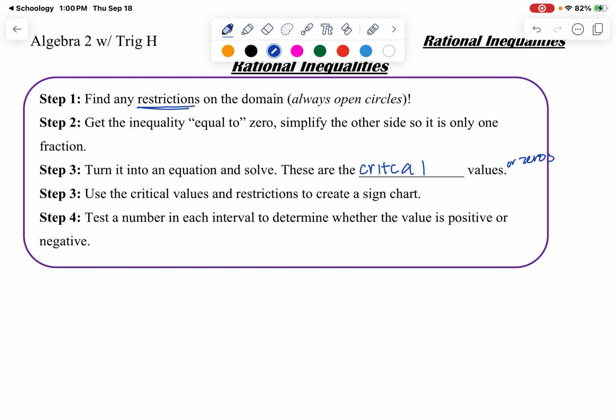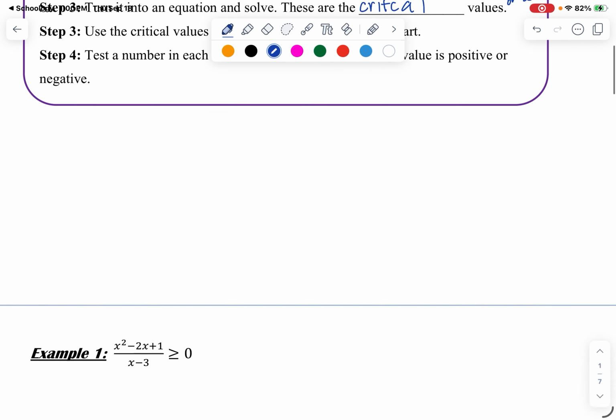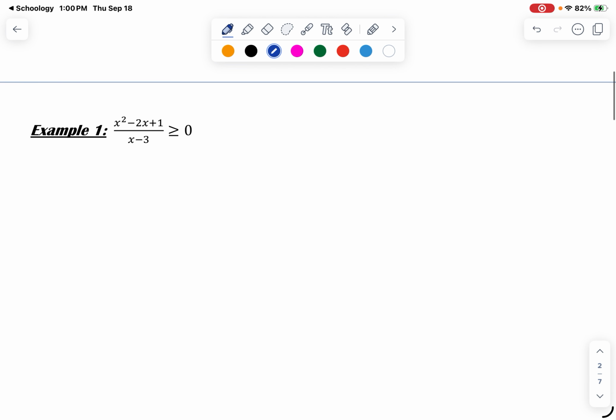Okay? You're going to use the critical values and restrictions to make a sign chart, and then you're going to either test points or use the multiplicity trick to find where it's positive or negative, and then write your solution set. That's it, okay? So let's go ahead and jump into a problem here.